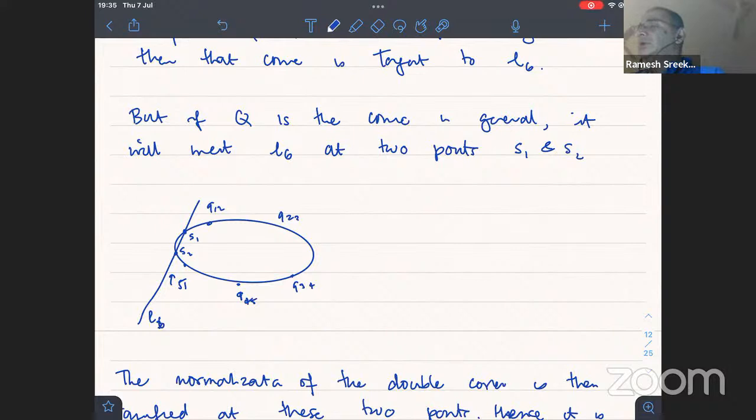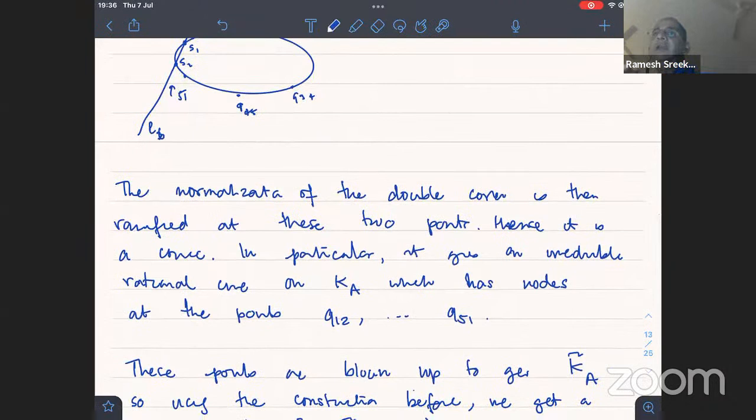So if it's tangent, it means that you have this extra multiplication by Z root pi, but in general, you always have this conic and it may meet at two points. But now you can do the same thing. You can take the double cover of this and take the normalization, right? It'll be all these points.